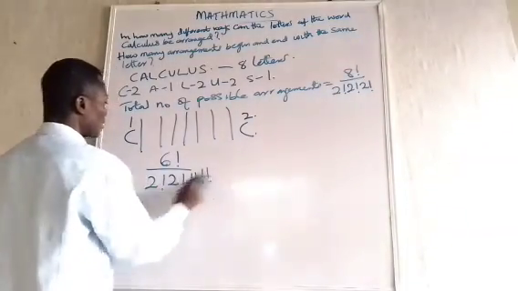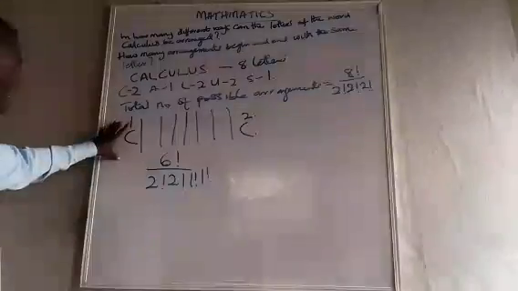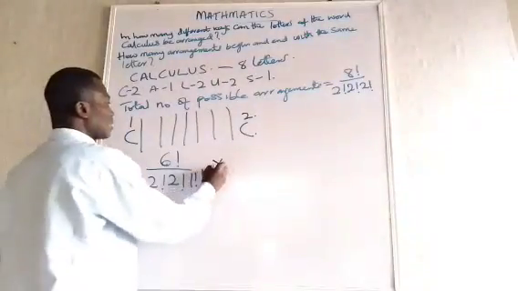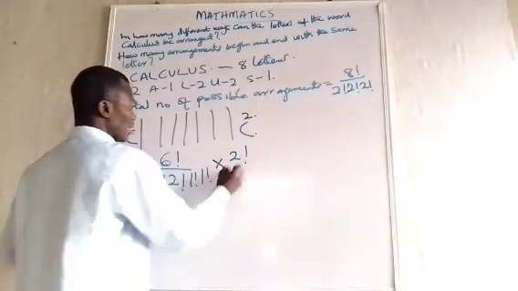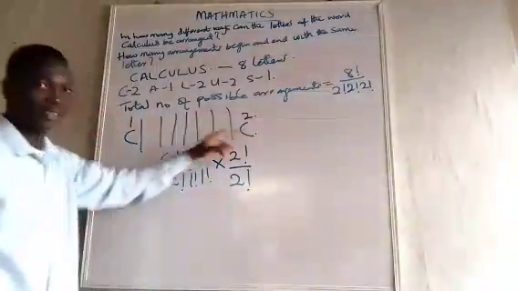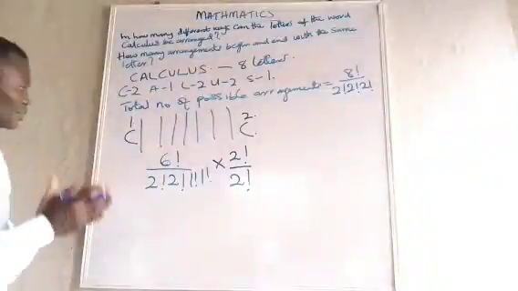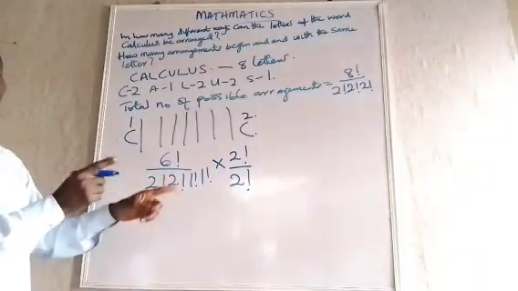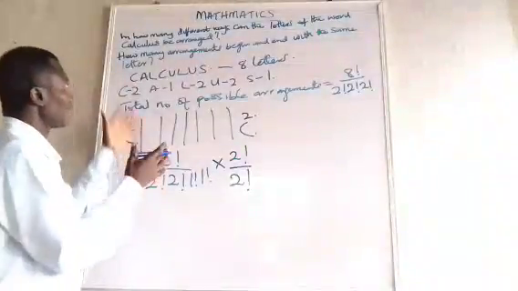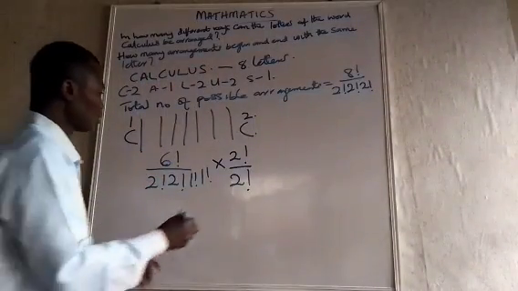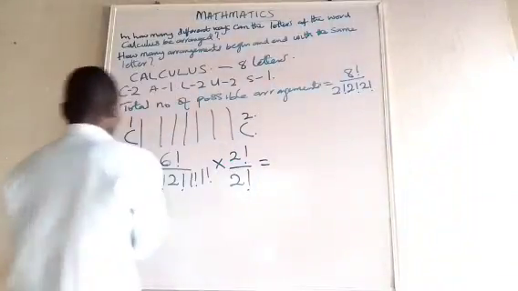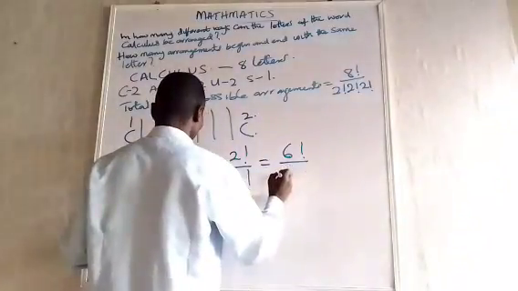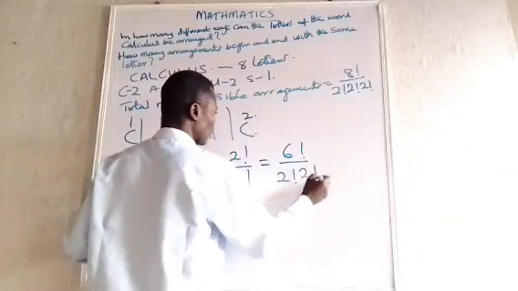So we have 6 factorial here now. With this, we can interchange these 2, this C. So we have times 2 factorial over 2 factorial because they are also similar. So at the end of the day, our number of arrangements when C and C start and end the letter is going to be, for C and C, 6 factorial over 2 factorial times 2 factorial.